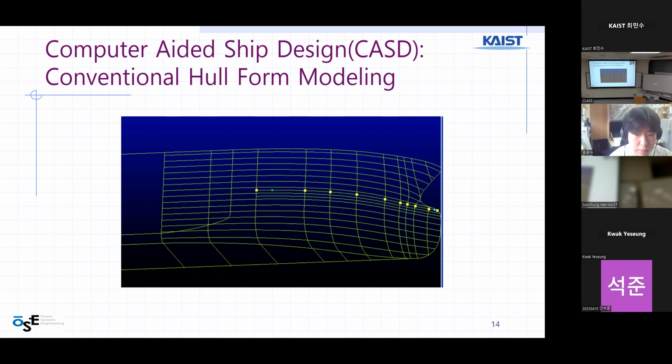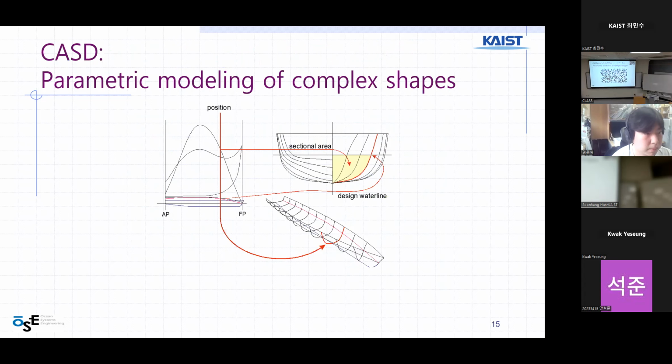Computer-aided ship design is a specialized field that leverages computer software and technology to assist in the design and analysis of ships. One aspect of it is conventional hull form modeling, which involves the creation and modeling of traditional ship hull shapes using computer-aided design techniques. Parametric modeling is often involved to create variations of hull forms. This means that different hull shapes can be generated by adjusting specific design parameters. For example, changing a length-beam ratio or draft can result in a modified hull design.